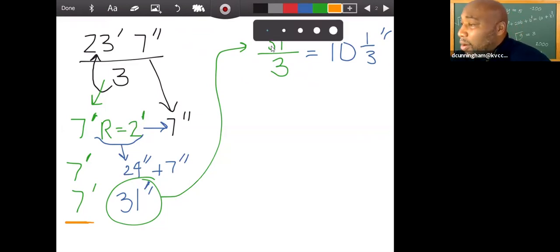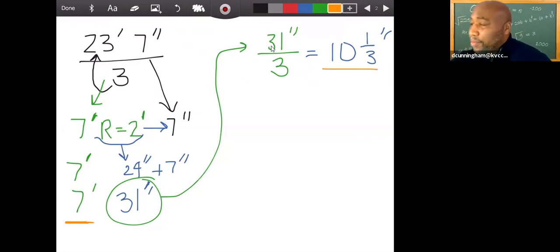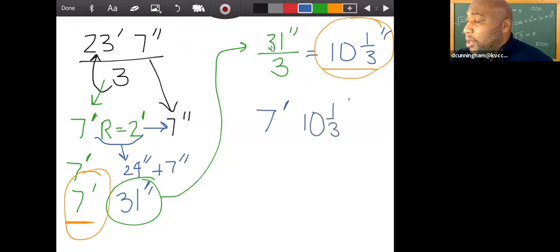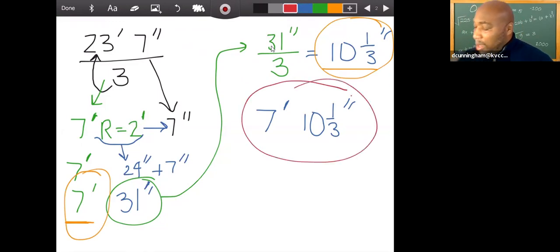So when we get our final answer, we're going to convert the feet. This is circle here. I kept bringing that down, that's 7, and this would be our inches. So our final answer, as we combined it, would be 7 feet, 10 1/3 inches. And that would be our answer, and therefore I will circle that.